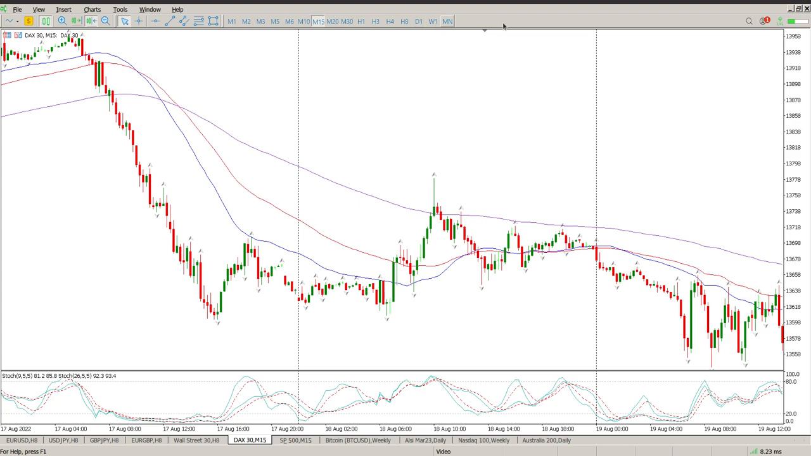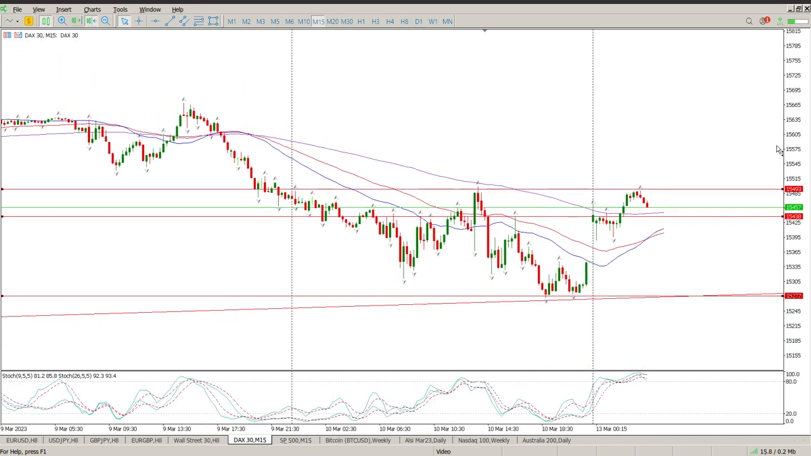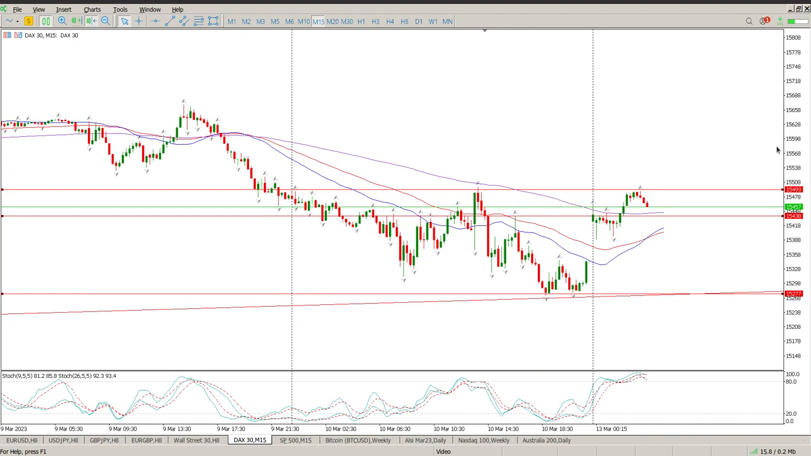Otherwise, I suspect more of the same. So anyway, that's my outlook for today. It is looking relatively confused, so just be very cautious. I don't really want to be jumping in here when we are hovering around like that.